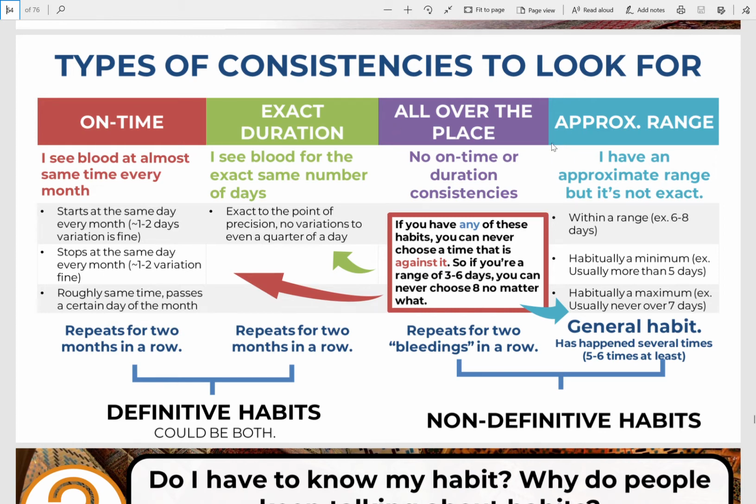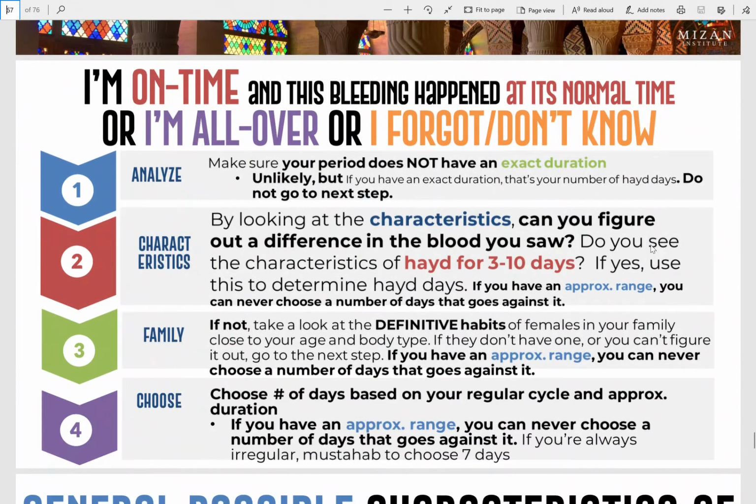If you have one of these consistencies, let's say you always see blood from 3 to 6 days, you cannot choose 8 days. You need to be within your ranges. Now, an approximate range isn't exact, right? So that's why when you have an approximate range, you still need to go through this process, okay? Looking at the characteristics, looking at the family, and then choosing, okay? But you need to just make sure that when you're looking at these things, if one of these things goes against your approximate range, then you need to actually choose your approximate range instead. You need to make sure it's always within that, okay?